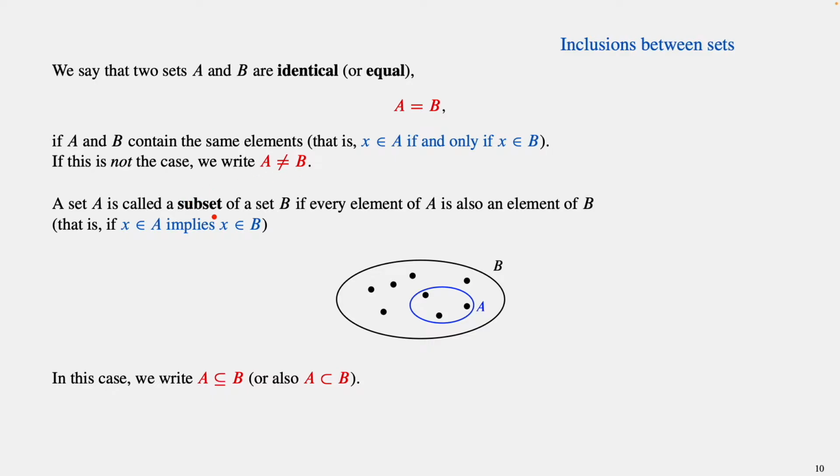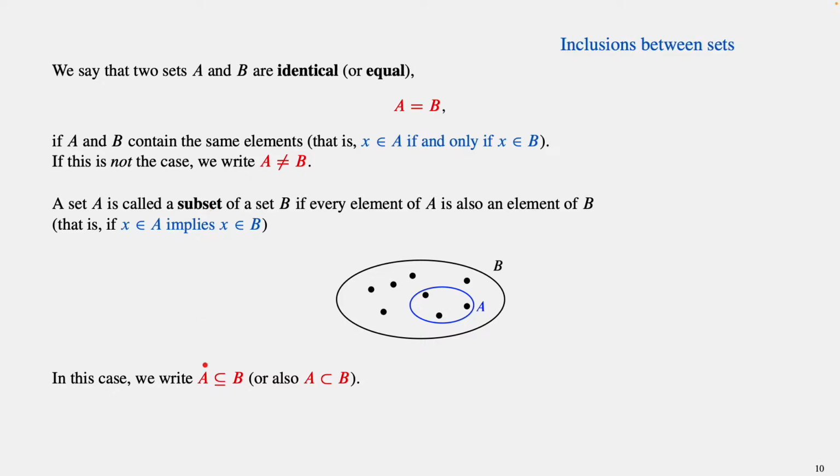A set A is called a subset of B if every element of A is also an element of B. This means X element of A implies X element of B. So here I have this little diagram to indicate this. B contains all these elements here, and A is a subset of B. It contains a few elements here which are all contained in B, but you will note there are some elements of B that are not contained within A.